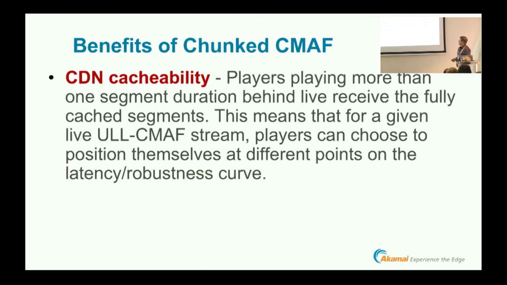The other one is CDN cacheability. Remember, the player is not requesting chunks from the CDN, it requests a segment. And the CDN receives the segment in the form of little chunks. It sends them up to the client as fast as it can, but the unit that it caches them with is the full segment. So players arriving more than one segment duration behind live get the full segment as they've always done. This means it's cacheable, and this means we can hit high scale.